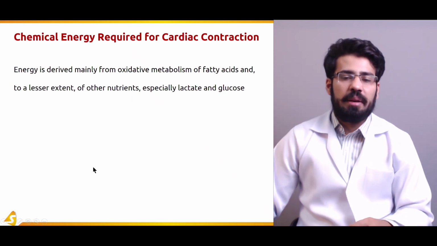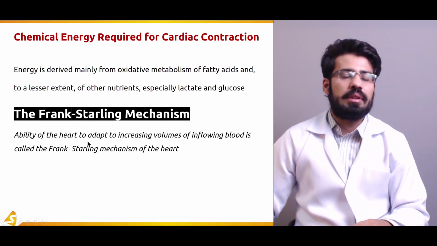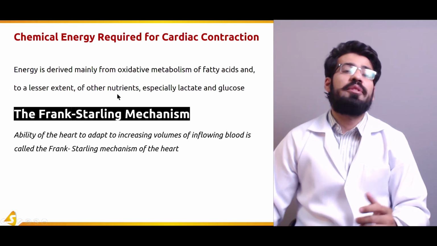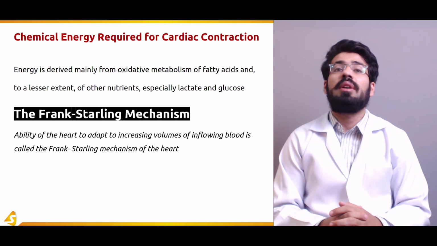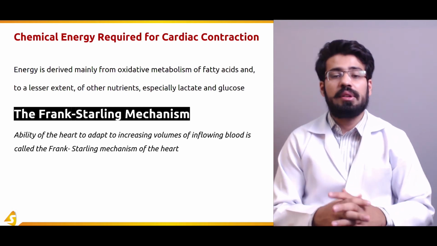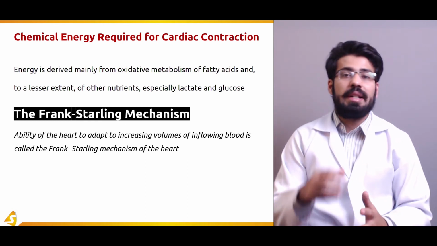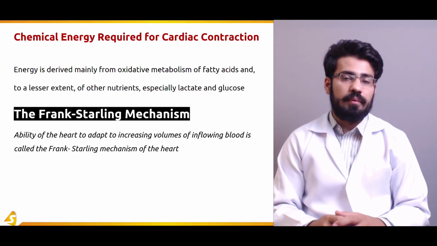Now let's talk about the chemical energy required for the cardiac contraction. The energy, of course, is derived mainly from the oxidative metabolism of fatty acids, number one, and to a lesser extent the other nutrients are also included, which includes especially the lactate and the glucose.